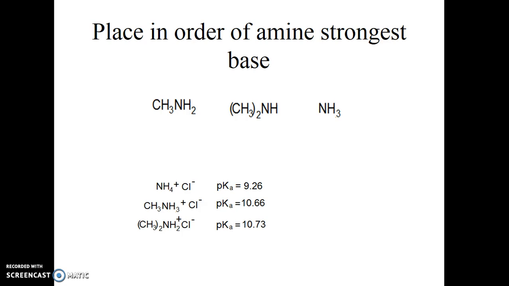So go ahead and apply this knowledge in rating the basicity of these three amines. Okay, when I look at this, I see pKa here is high, indicating a weak acid. pKa here is low, indicating a stronger acid. Because this is the stronger acid, this will be the weakest base. Since this is the weakest acid, this will be the strongest base. So 1, 2, 3.